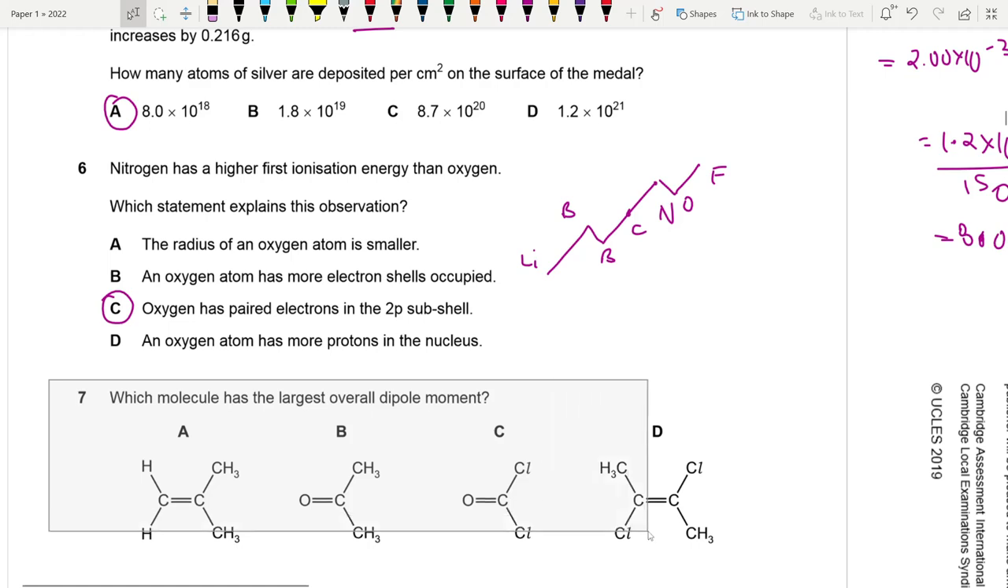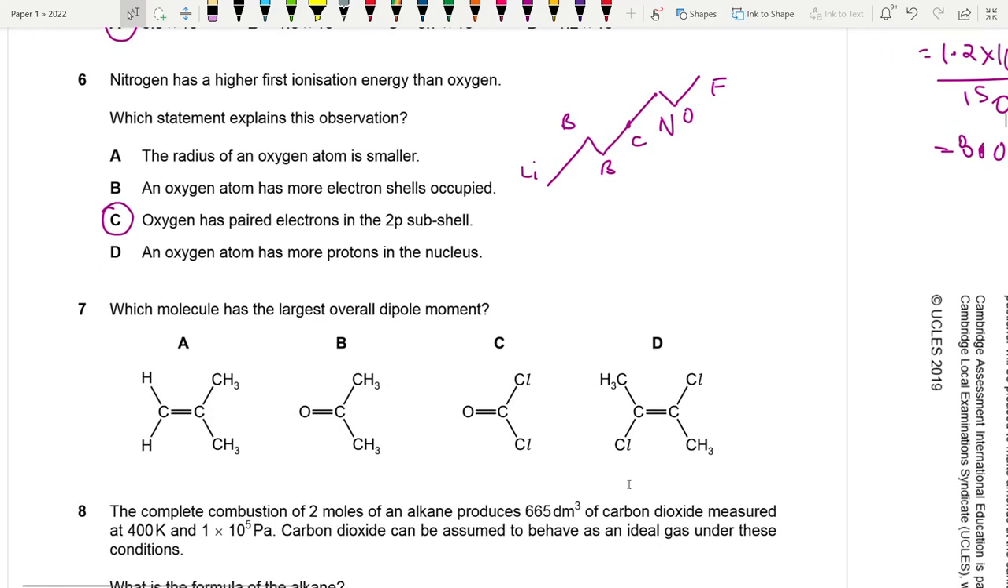Okay, 7. Which molecule has the largest overall dipole? I think this is a very common question. In D, they actually cancel out. It's a trick question. The answer should be B. C also has a dipole, but it's not that high.